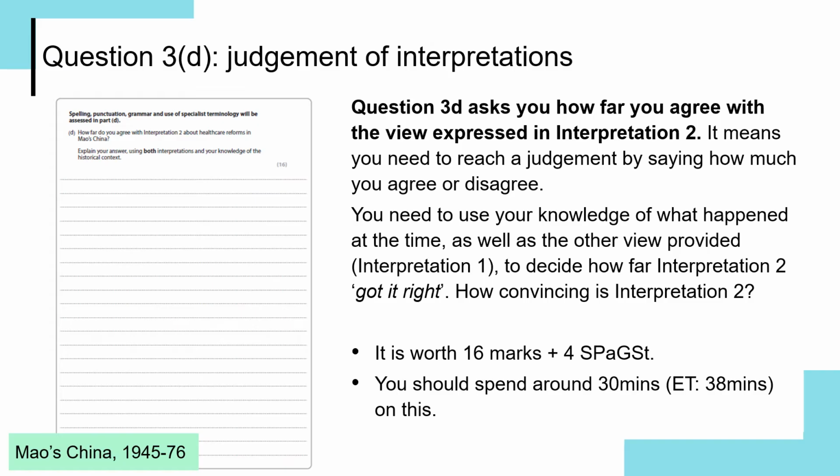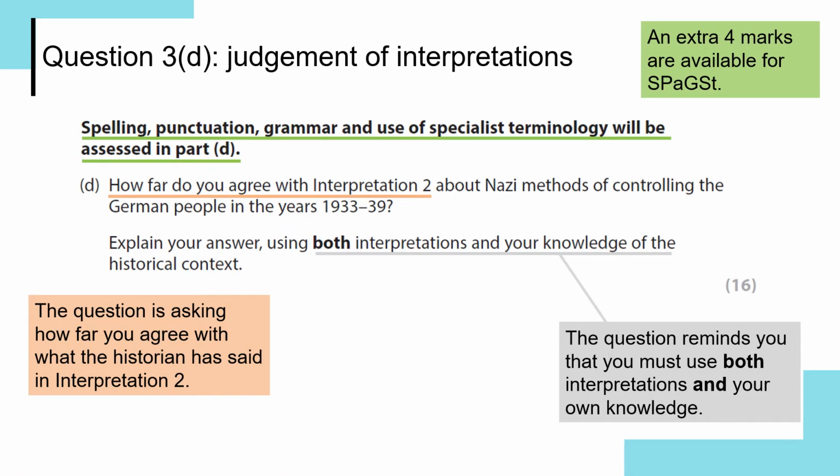It's worth 16 marks and an additional 4 marks are available for your use of spelling, punctuation, grammar and specialist terminology. You should spend around 30 minutes, or 38 minutes if you have extra time, on this question, taking time to read the interpretations, annotate and plan. The question always begins, how far do you agree with interpretation 2? And you are reminded to use both interpretations and your knowledge of the historical context.